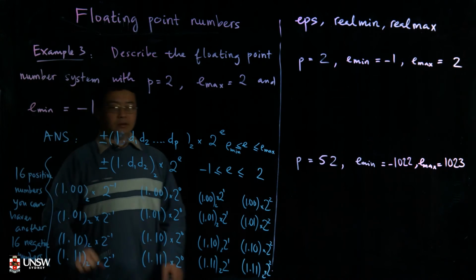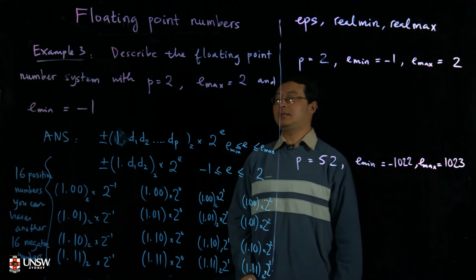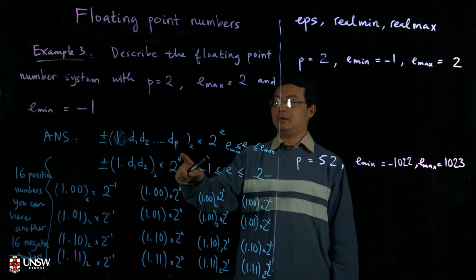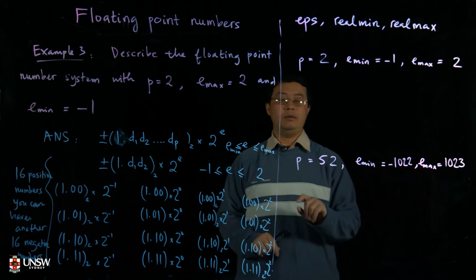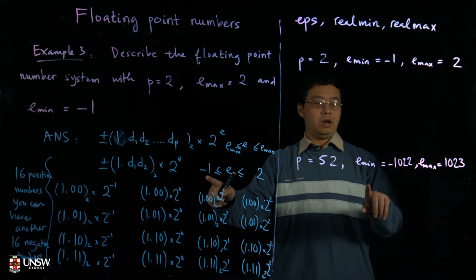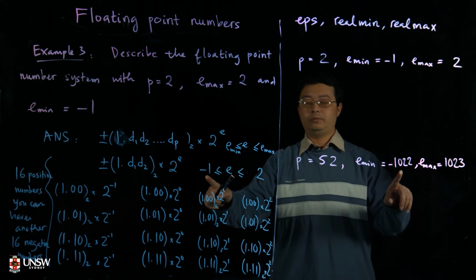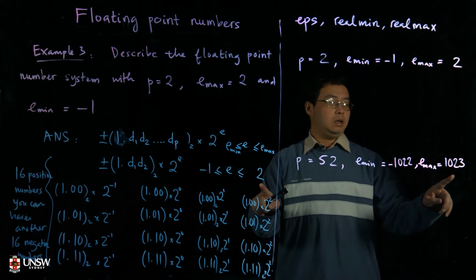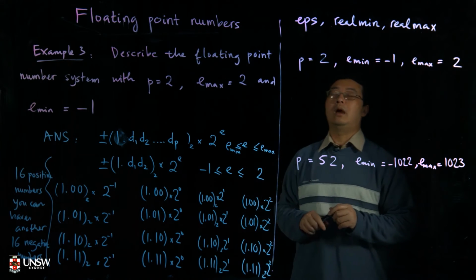You can see that MATLAB uses exactly the same floating point number system, the same ideas. However, in MATLAB, the P here is 52, so you have 52 digits. The minimum power here is -1, but in MATLAB it will be -1022. The maximum power here is only 2, but in MATLAB the maximum power can be 1023.